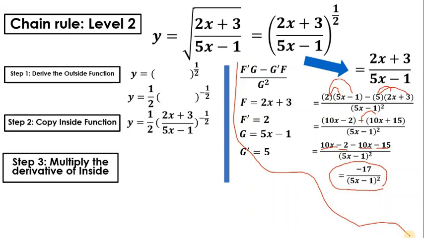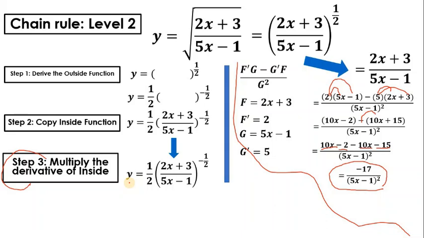Since we are done solving the derivative of the inside function, let's go back to step number 3. What is step number 3? Meaning you have to multiply the derivative of the inside function to step number 2. But before that, let's copy step number 2. So that is now step number 2.